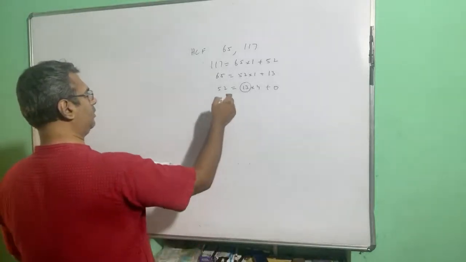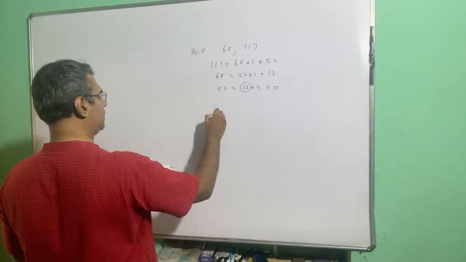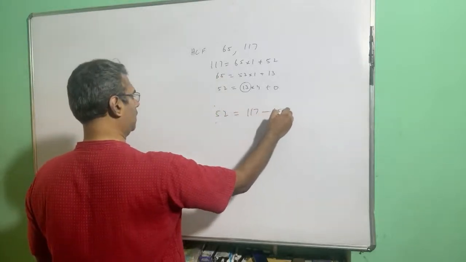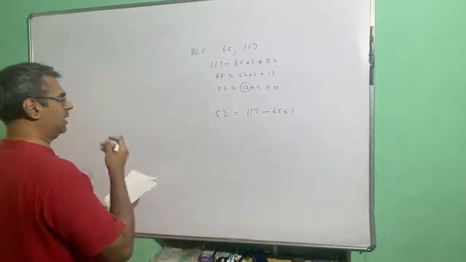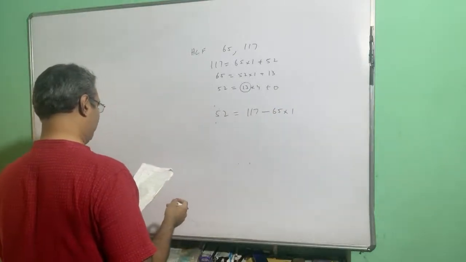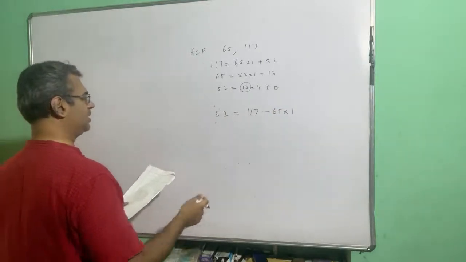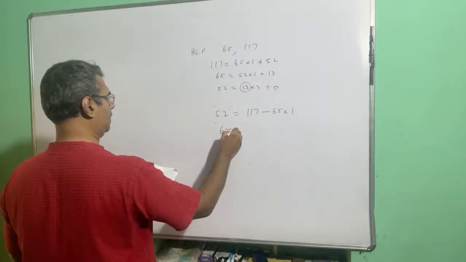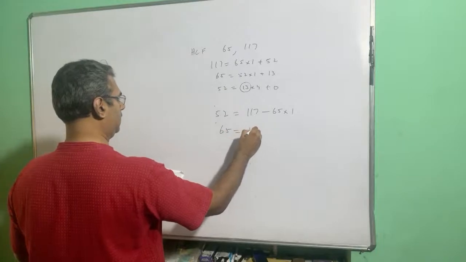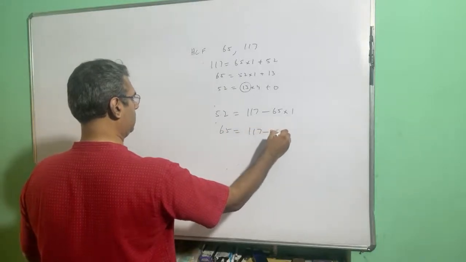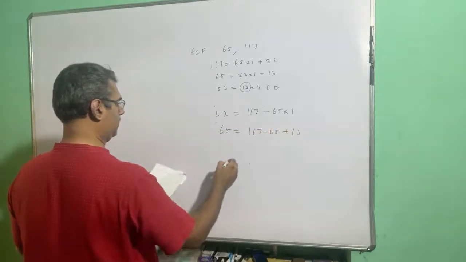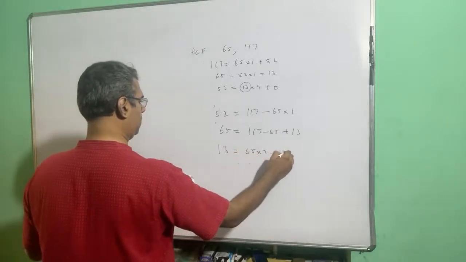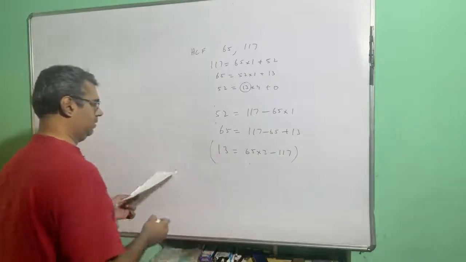So what we can do is, from the first step we can say that 52 is 117 minus 65 into 1. Now what you have to do is, you have to take this 52 and put it here. So 65 is 117 minus 65 plus 13. So ultimately 13 is 65 into 2 minus 117.